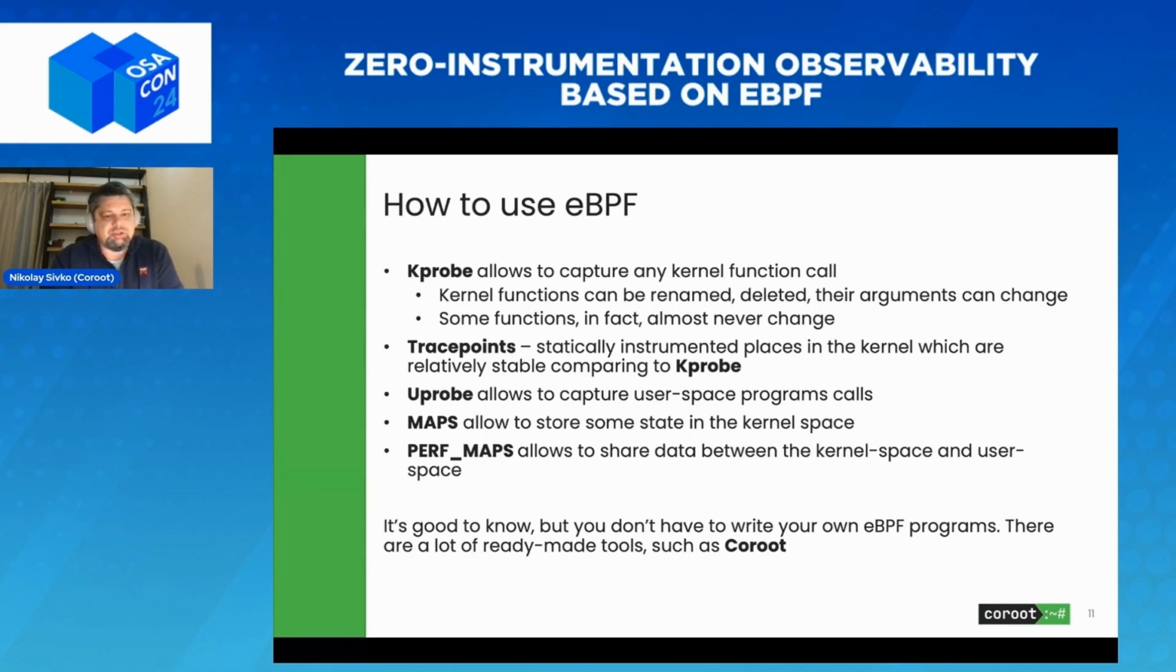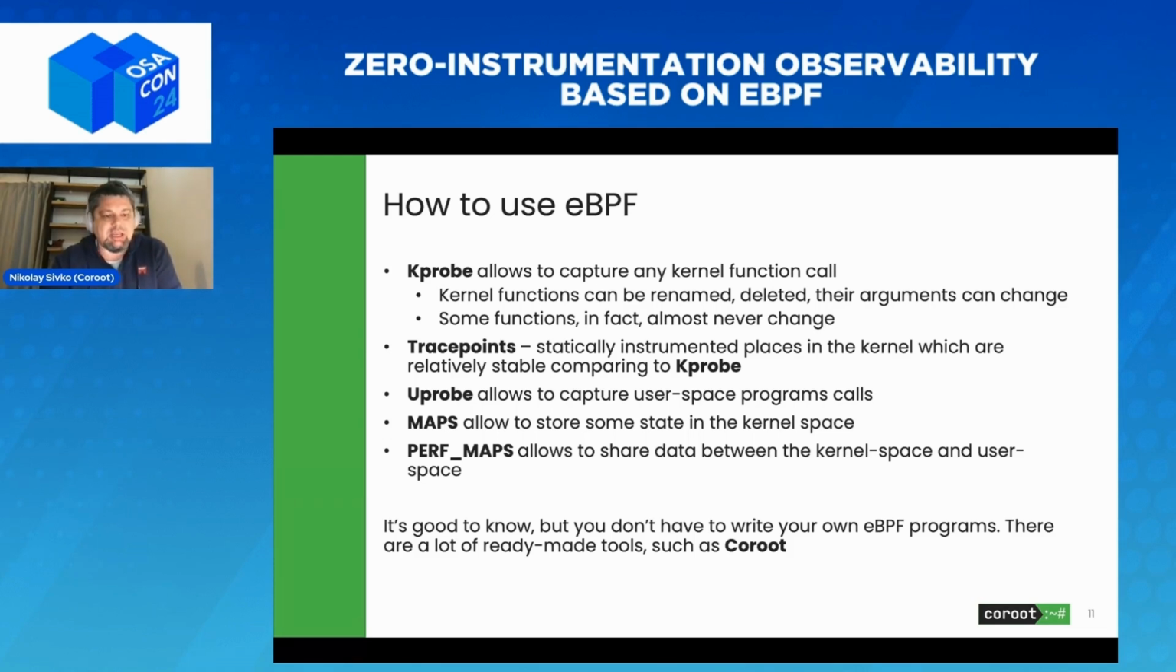The first approach is called kprobes. Kprobes allows you to attach your program to any kernel function call, for example, TCP connect or file open. But the disadvantage of using kprobes is that you should track all changes in kernel code. For example, from one kernel version to another, some functions can be renamed or change their arguments, and you should fix these compatibility issues.